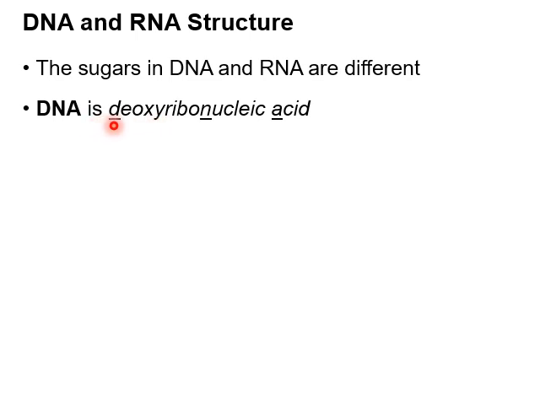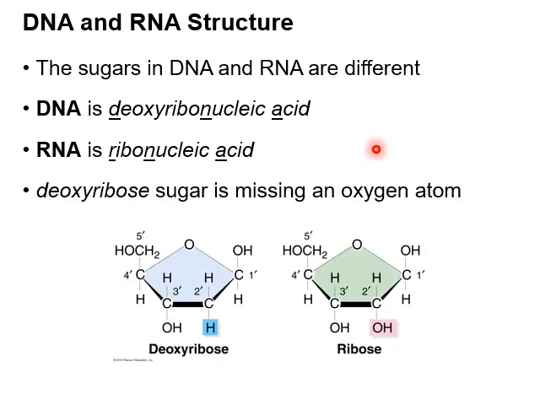So what the name deoxyribonucleic acid is telling us is that it's a nucleotide where the sugar is missing oxygen or missing an oxygen or is deoxygenated in some way. Whereas RNA is just called ribonucleic acid, no deoxy part associated with it. So this is a diagram of the two sugars. So this is the deoxyribose sugar that you would find in a DNA nucleotide, and this is the ribose sugar that you would find in an RNA nucleotide.